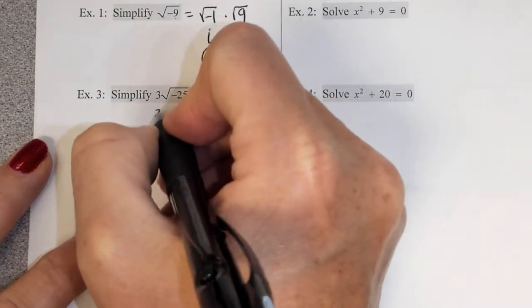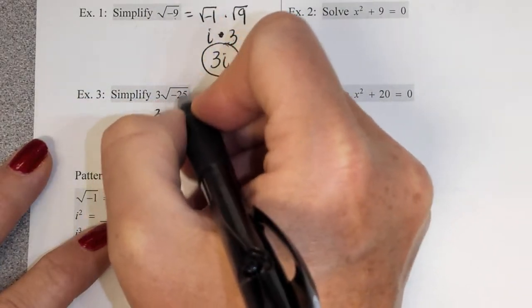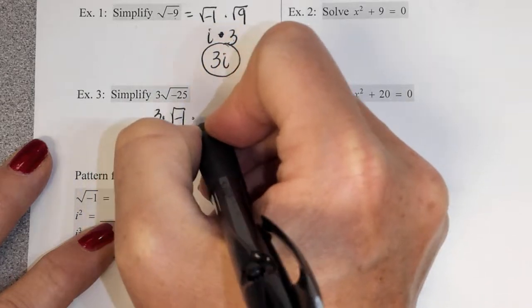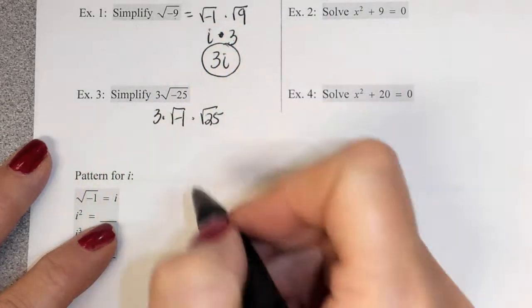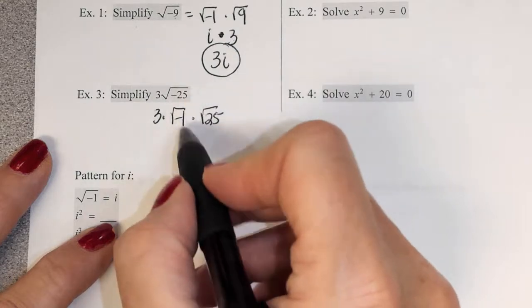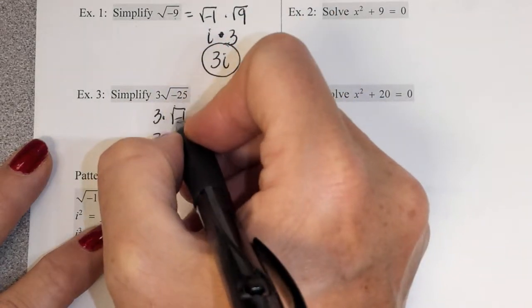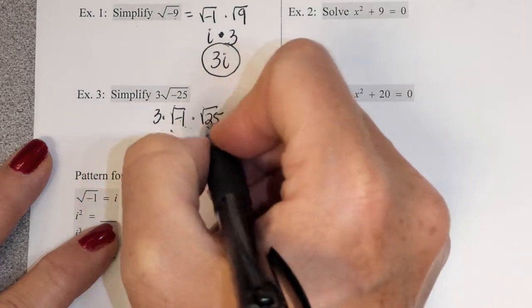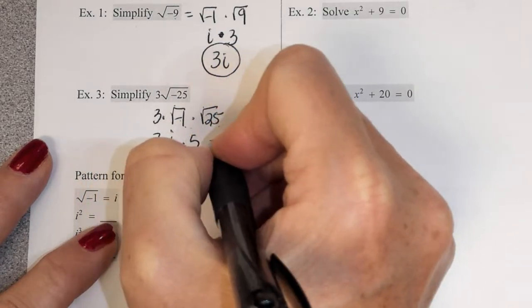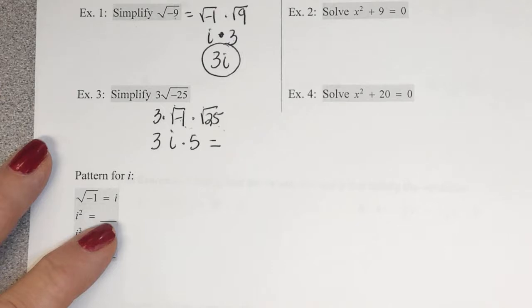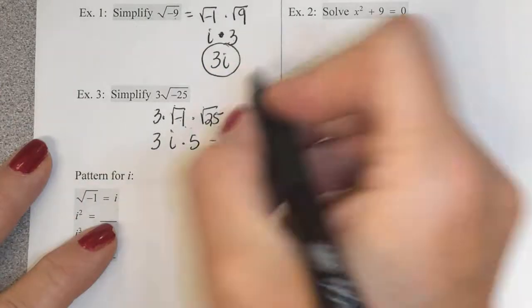All right, let's look at the next one. So we have 3 times, and then this is the square root of -1 times the square root of 25. I'm just breaking it down. And so 3, I can't do anything with. The square root of -1 is i. The square root of 25 is 5. How would we write that answer then, everybody? 15i, right?